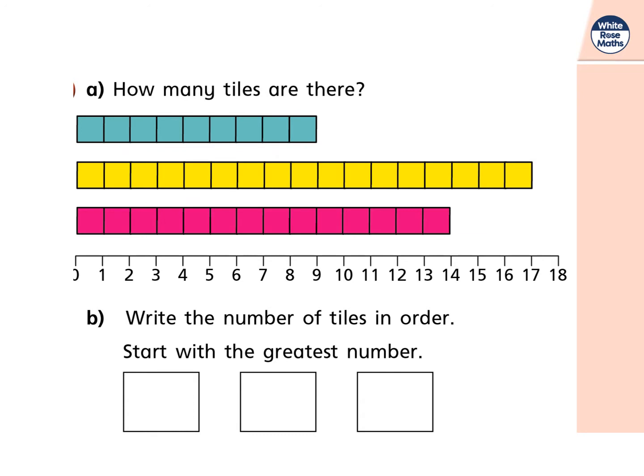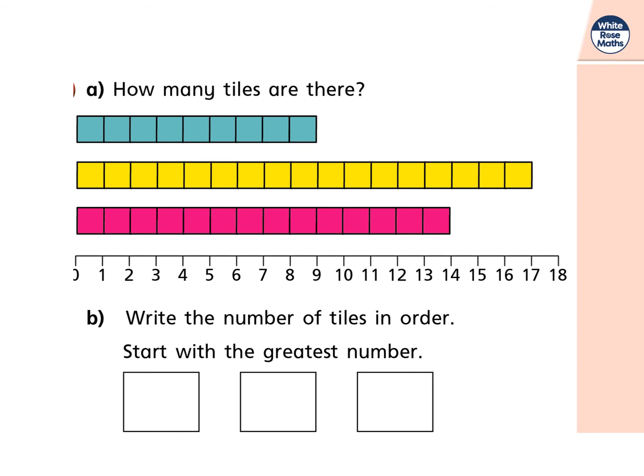Right, here's another one then. How many tiles are there? We've got some blue tiles, some yellow tiles, and we've got some pink tiles. And we don't actually have to count them, because we could just see where they land when we look down our number line. Let's have a look. 1, 2, 3, 4, 5, 6, 7, 8. Yeah, so if you just use your finger and point from the end of them tiles and come all the way down to your number line, you won't have to count them in ones, you can just see where they land.